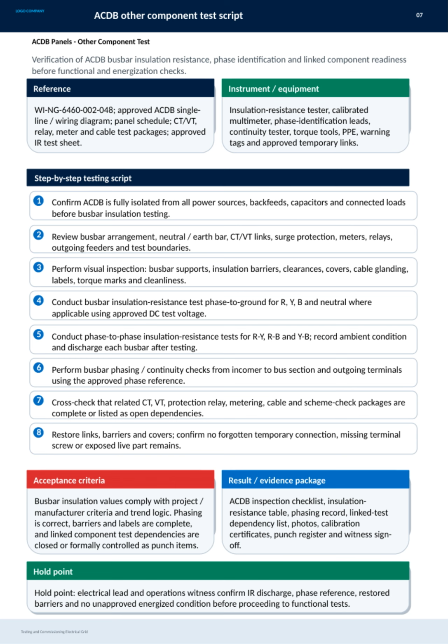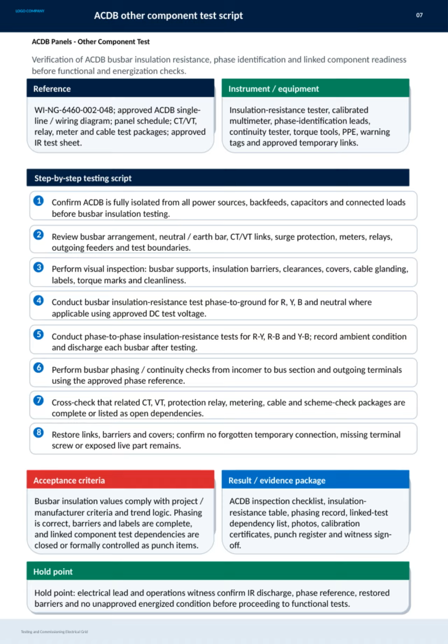After testing, all links, barriers, and covers are restored, ensuring no forgotten temporary connections, missing terminal screws, or exposed live parts remain. Acceptance criteria require busbar insulation values to comply with project and manufacturer standards, and for phasing to be correct with all barriers and labels in place. Linked component test dependencies must either be closed or formally controlled as punch items.